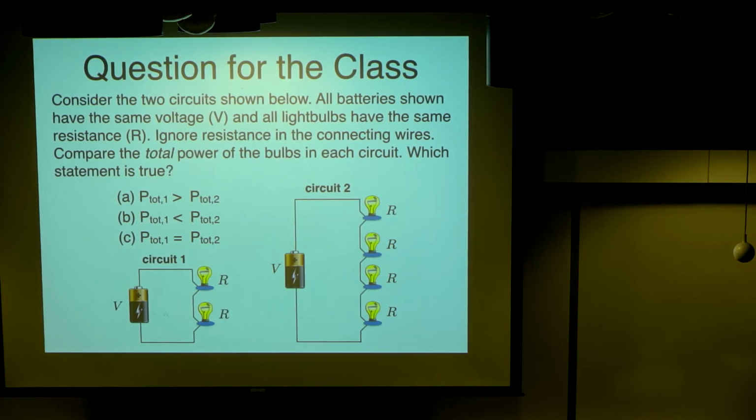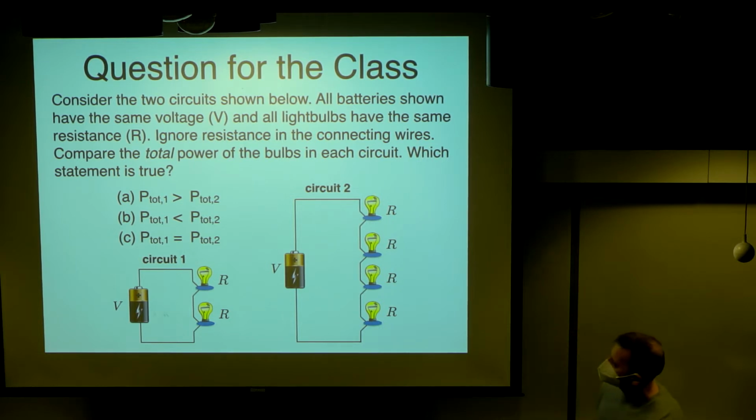Let's do this one. This one I want you to try to work out at your desk, and then we'll go through it together. So consider these two different circuits that I'm showing you. Circuit number one consists of a battery whose terminal voltage is V, connected to two bulbs, which both have the same exact resistance, which I'm just going to call R. Circuit number two, it's the same deal, except now I have 4 bulbs, but again, they're all identical. They have the same resistance, R.